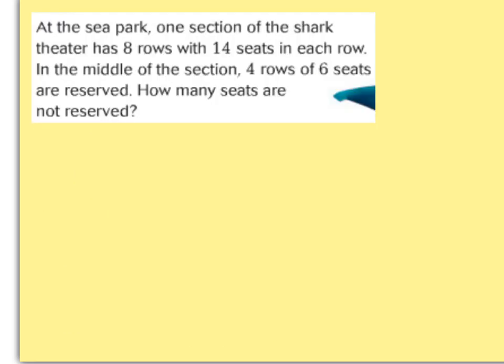Okay, here's a similar problem. At the Sea Park, one section of the Shark Theater has 8 rows with 14 seats in each row. In the middle of the section, 4 rows of 6 seats are reserved. How many seats are not reserved? So similar one. So I know first of all that one section of the Shark Theater has 8 rows with 14 seats. So I'm going to go ahead and draw a nice big rectangle.